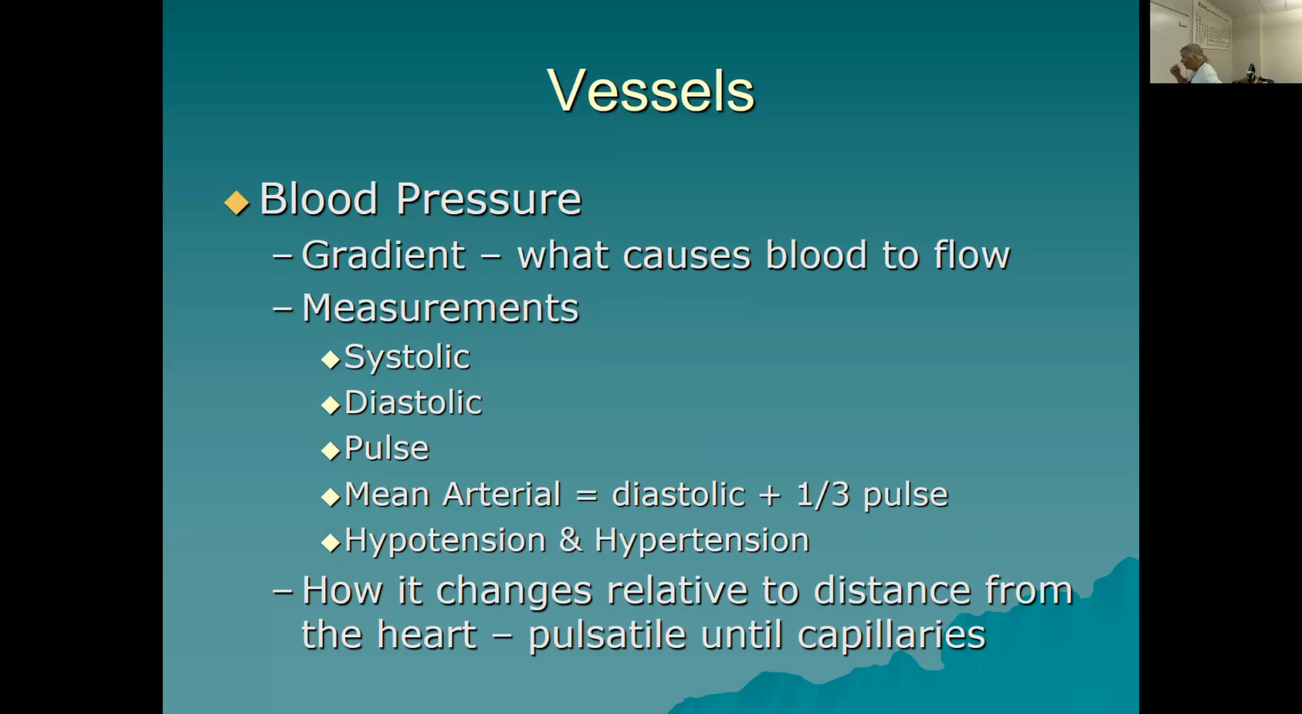And then how do you measure it? The measurements are systolic pressure, diastolic pressure, and pulse pressure. Systolic pressure is the pressure in your blood vessels when your heart is in systole. Diastolic is the blood pressure in your vessels in between the beats. Systolic minus diastolic is pulse pressure.